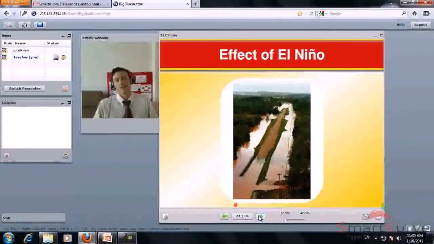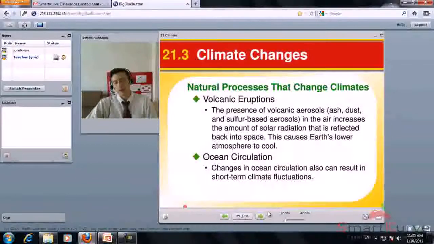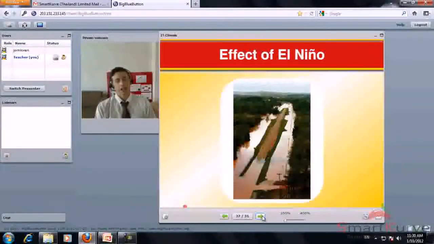The next, the effect of El Nino. This is the second point that we talked about on slide 25, that ocean circulation. El Nino is a large area in the Pacific Ocean near the equator. When that area gets very hot, it can change the current in the Pacific, and it can affect weather all around the world. This picture shows an example of flooding caused by El Nino.